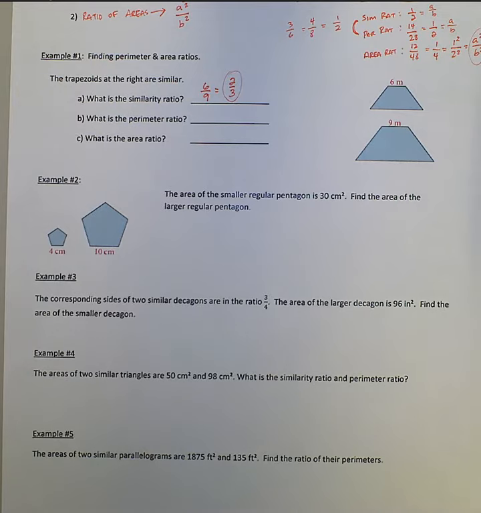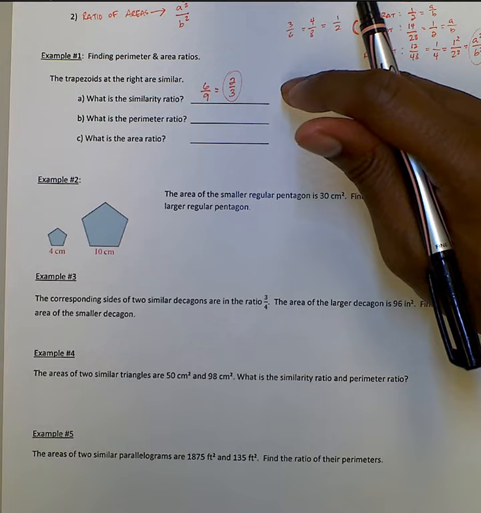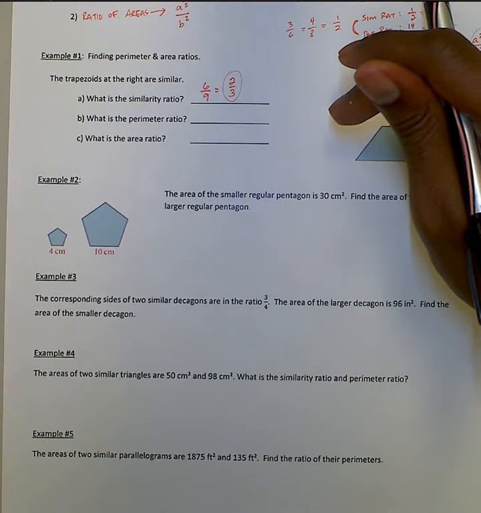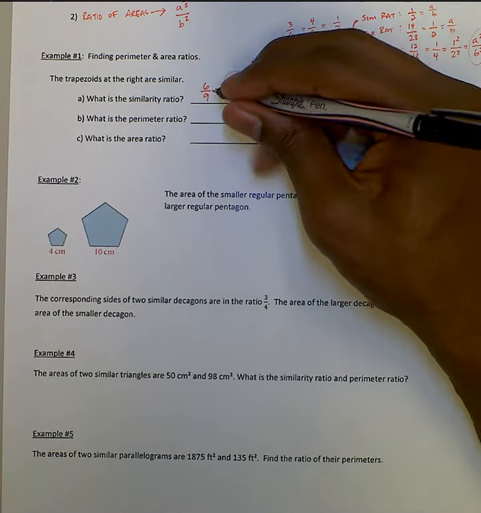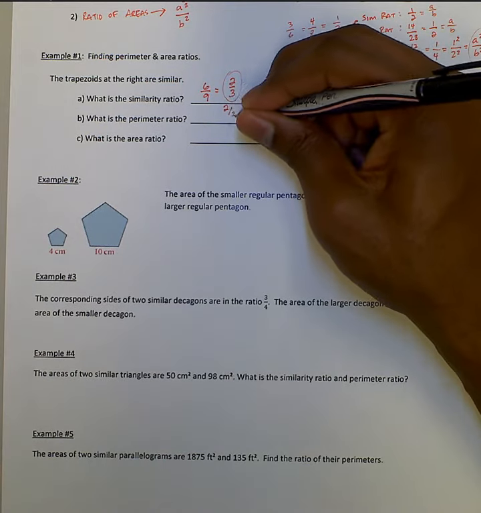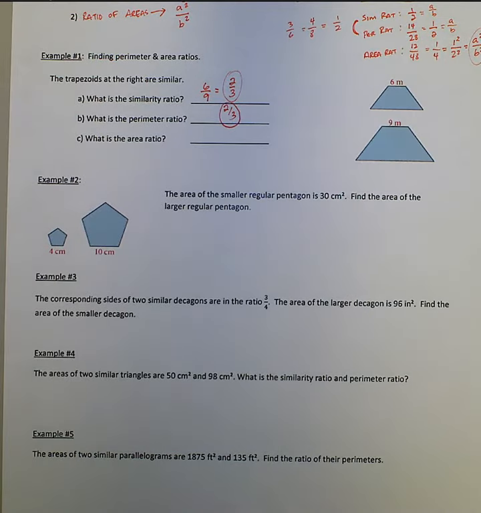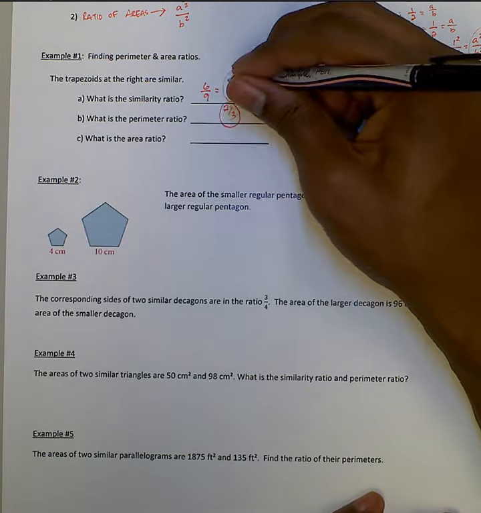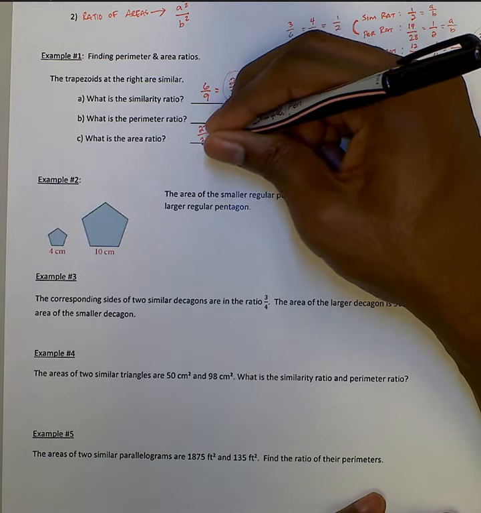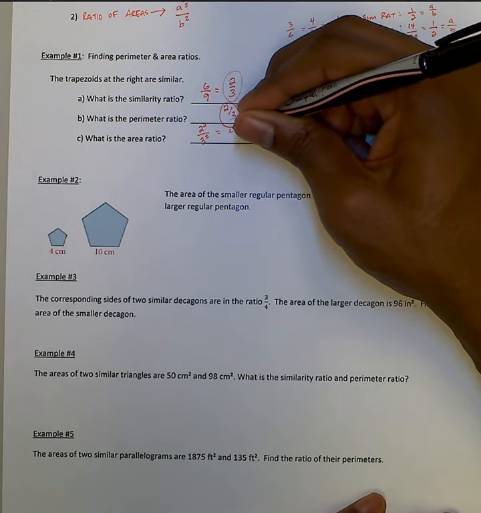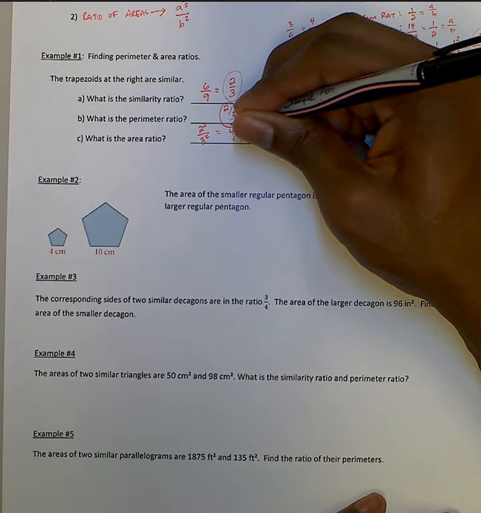What's the ratio of the perimeters, or what is the perimeter ratio? The perimeter ratio is going to be the same as their similarity ratio. We don't have to do any calculations for it. Once we figured out their similarity ratio, we know the perimeter ratio is the same thing. Their area ratio is going to be their similarity ratio squared. 2 squared is 4, 3 squared is 9. The ratio of their areas is 4/9.